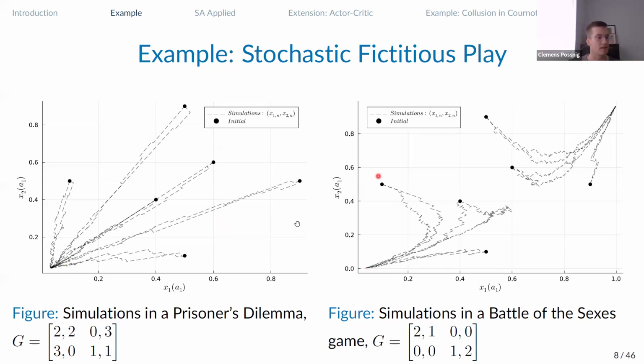On the other side, we have a Battle of the Sexes game, same initial points. And it has these two pure strategy Nash equilibria, which these guys all converge to, 0,0 and 1,1. So these are the simulations. That's the picture that the simulations give us. And now we can show how stochastic approximation tells us the story, the analytical story of what's actually going on here.